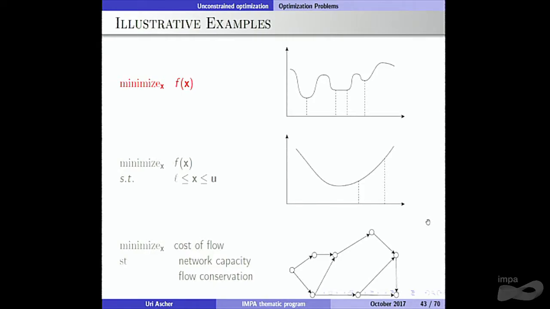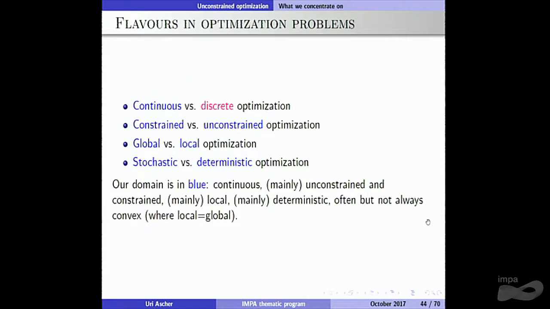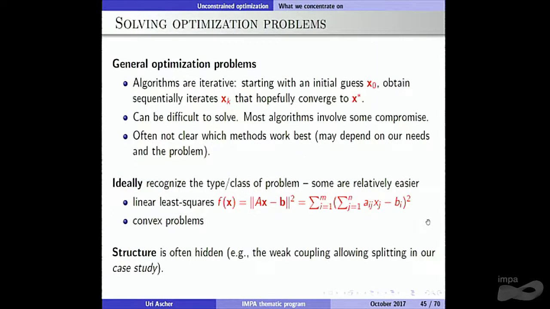You can also have discrete problems. So there are lots of optimization problems, and we are going to look at continuous and forget about discrete. We are looking at unconstrained, even though constrained every once in a while shows up. We're going to look at local optimization, even though global optimization occasionally shows up. And stochastic versus deterministic, again, sometimes it shows up.